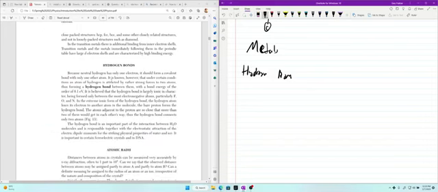Okay, so because neutral hydrogen has only one electron, it should form a covalent bond with only one other atom, right? So we should be getting H with H basically, or whatever else has one free valence electron. That's a hydrogen bond, and it has a bond energy of 0.1 eV. Oh, no. It's saying that this is what should happen, right?